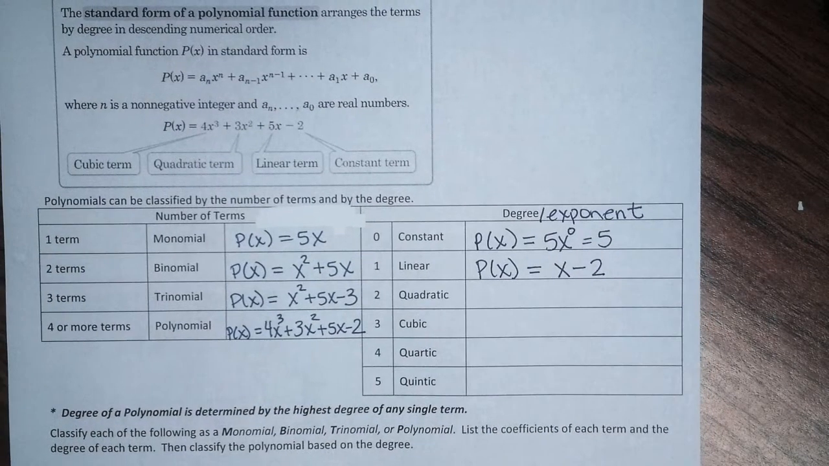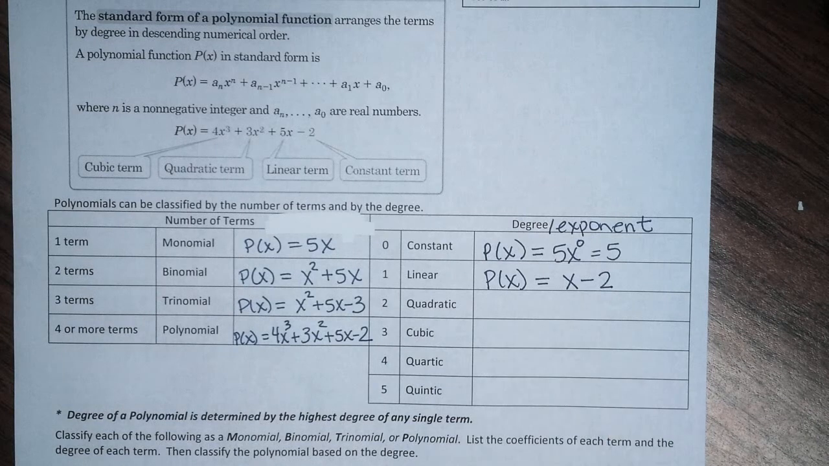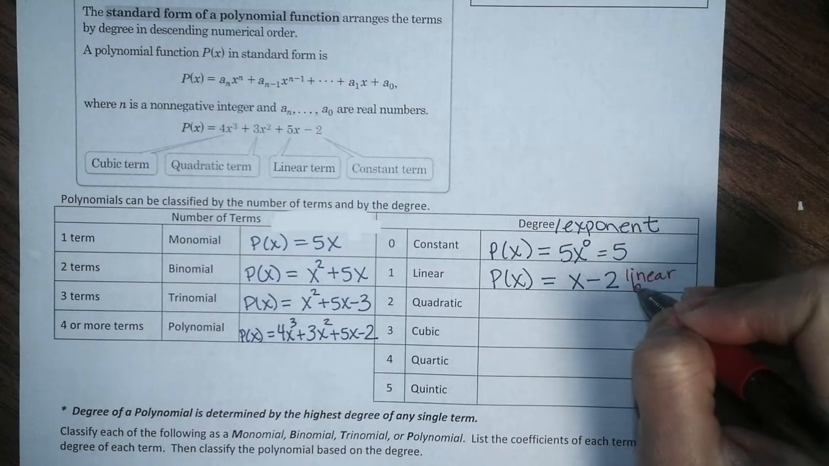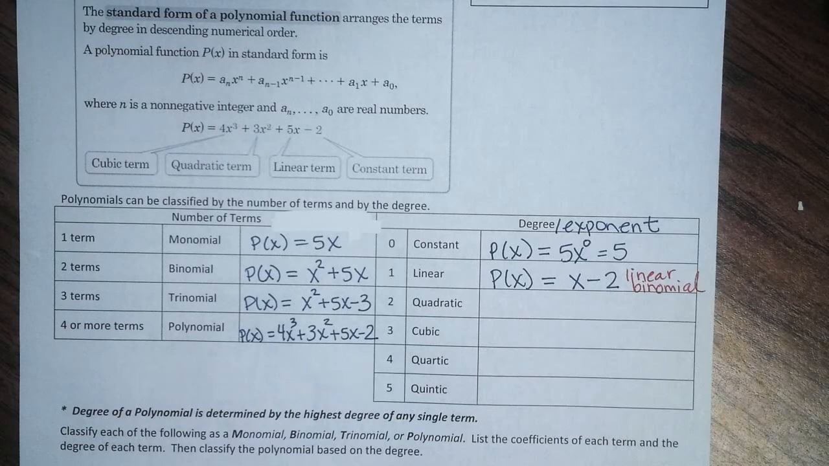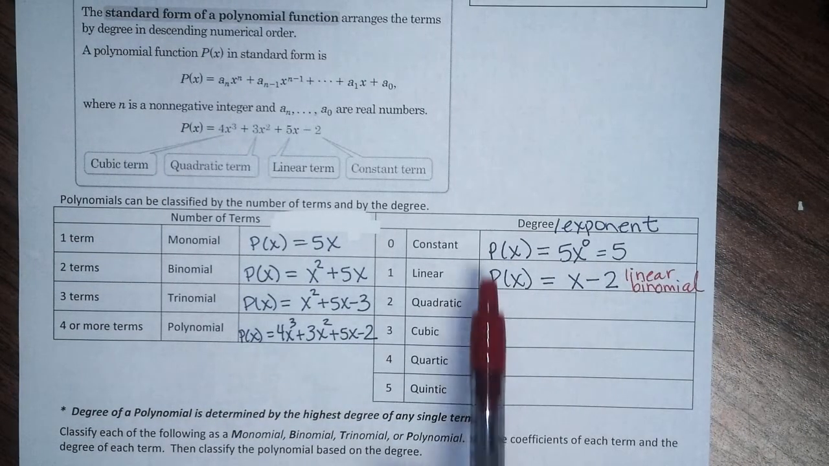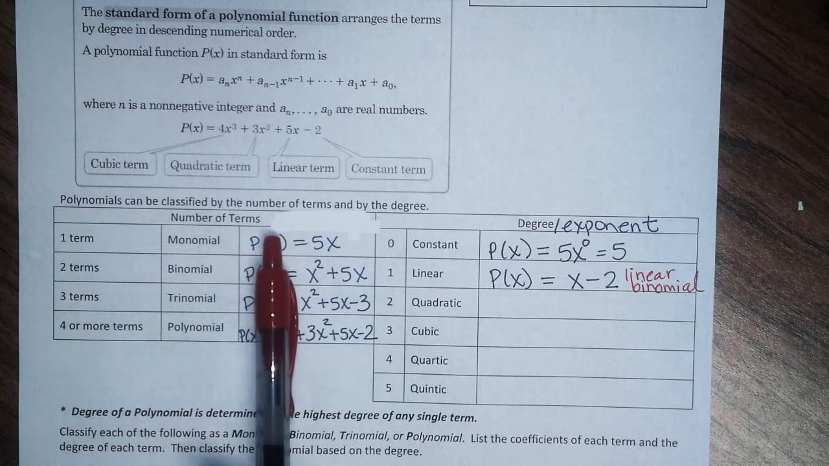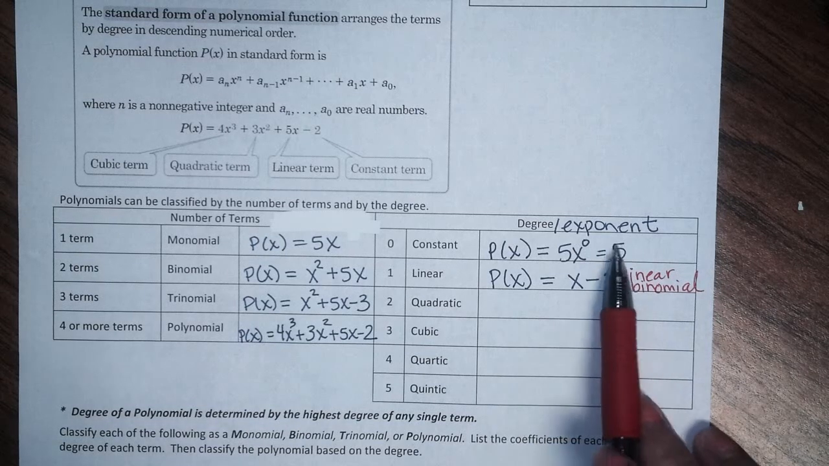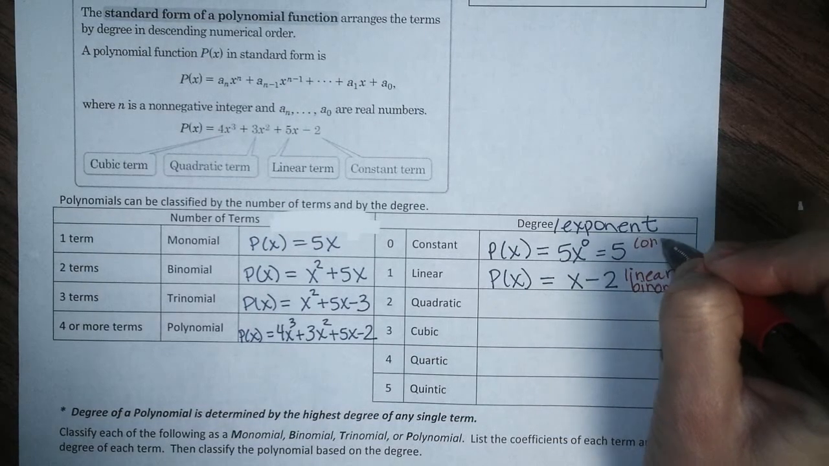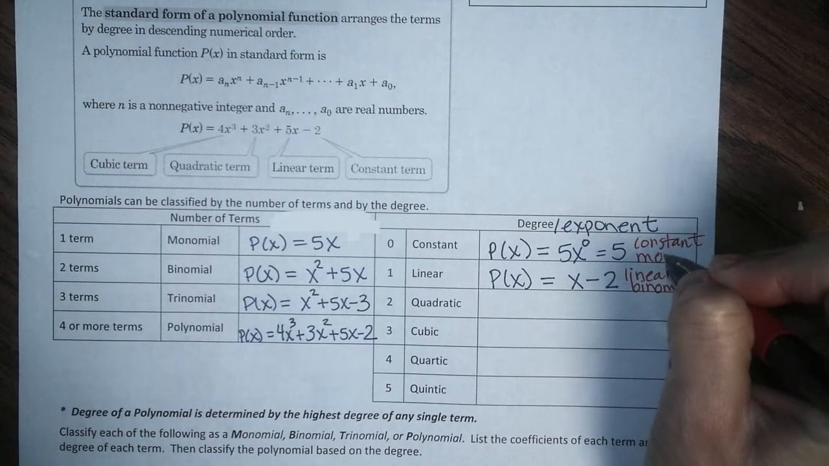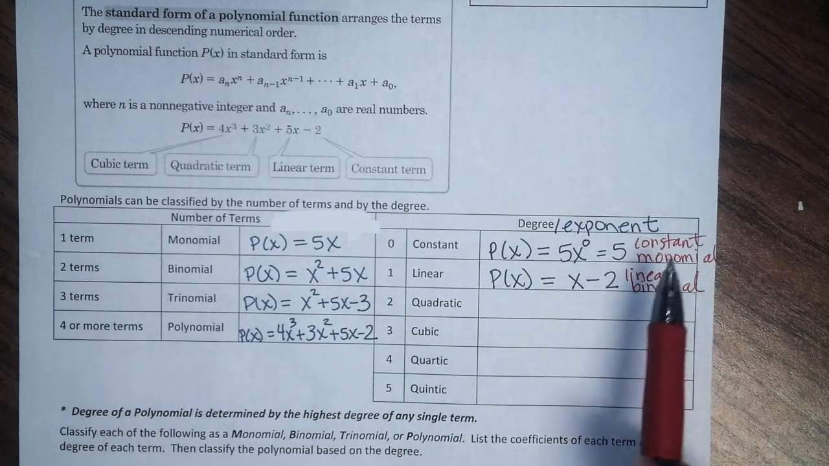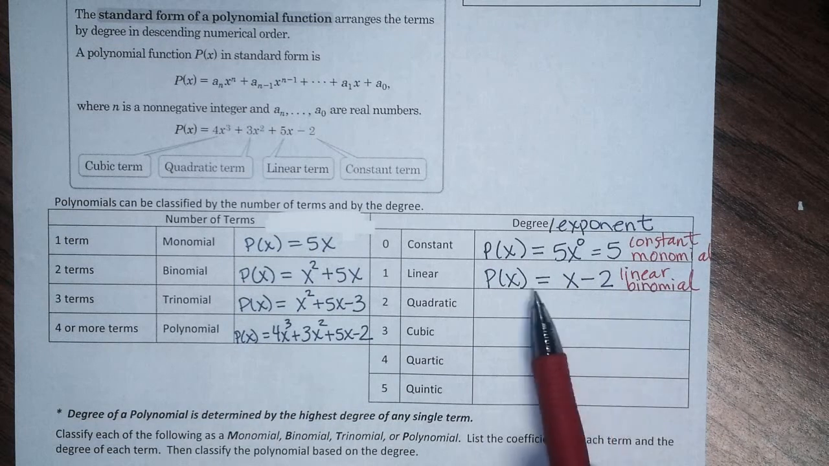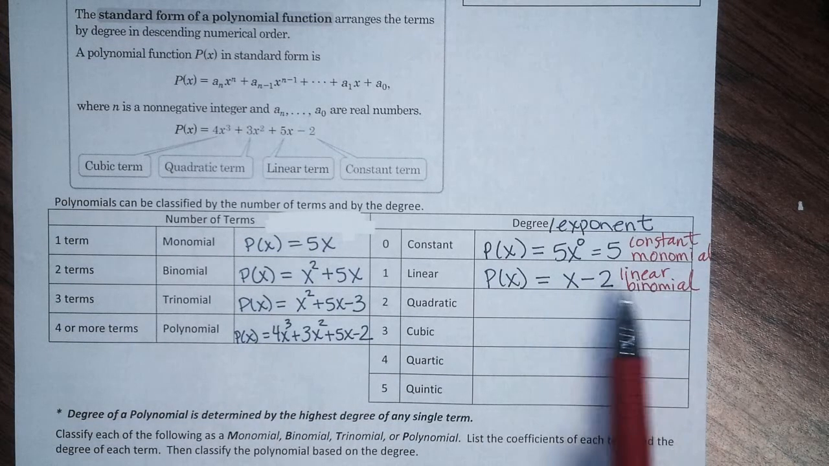This polynomial is a linear, and specifically, when you start practicing the names, this would be called a linear binomial. So polynomials have 2 names. One is based on the exponent, and one is based on the number of terms. So x minus 2 is called a linear binomial. The first one that I gave you, the 5, that's just called a constant monomial. Constant because the degree was 0, monomial because there was only one term. This one is linear because the degree is 1, and binomial because there are 2.